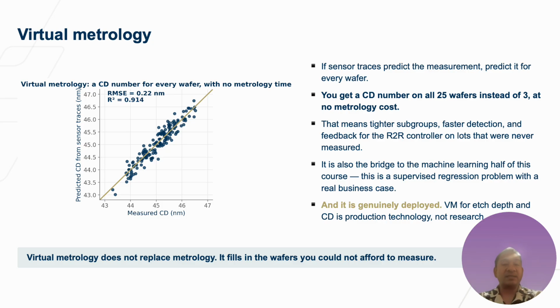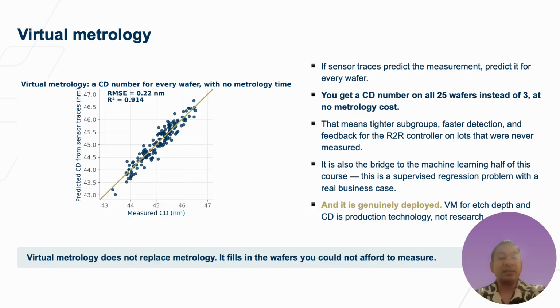If sensor traces can predict the measurement, and they can because the traces are a record of what is physically happening to the wafer, then predict it for every wafer. You get a CD number on all 25 wafers instead of the 3 you could afford to measure, at no metrology cost, which means tighter subgroups, faster detection, and feedback from a run to run controller on lots that you have never measured. All 3 are real operational gains.